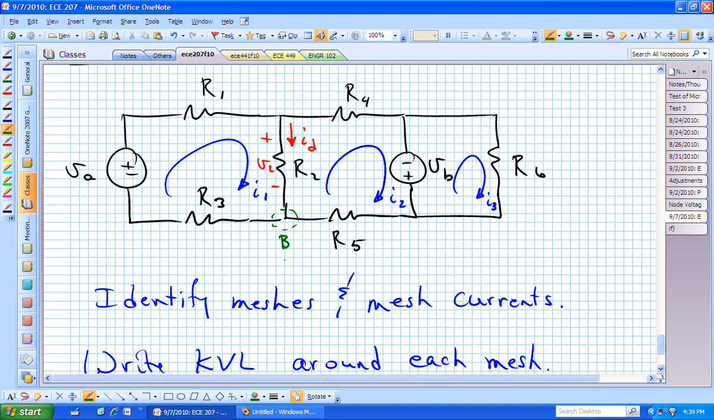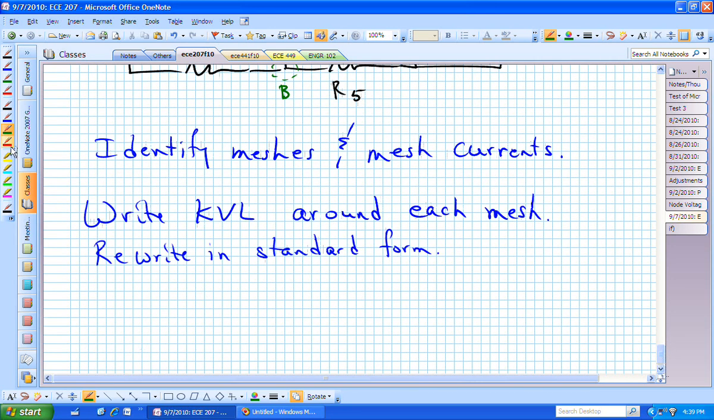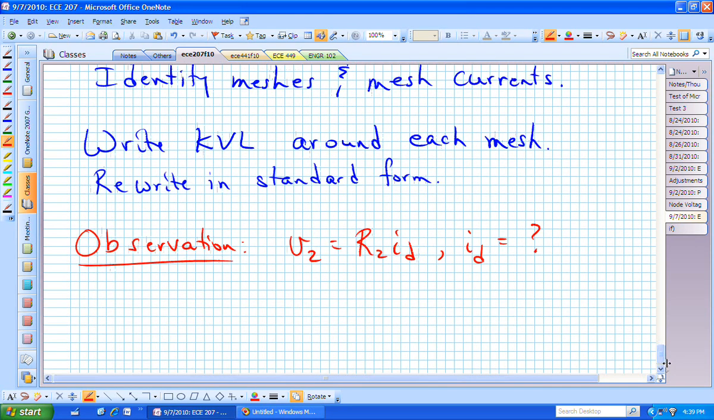That's really, you're just mentally doing KCL at node B. Let's do that. Here's the observation that I'm trying to make before we even get into all of the equations. The observation is V sub 2 is R sub 2 times I sub D. But now you're saying, what is I sub D? We want to write V sub 2 not in terms of I sub D, but in terms of I1 and I2. That's going to be our strategy.